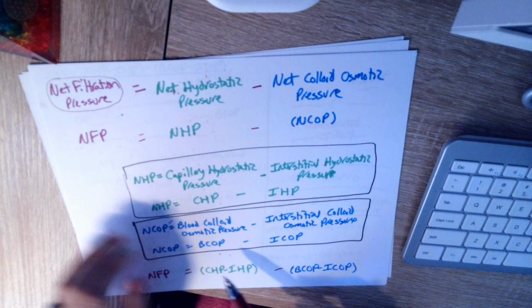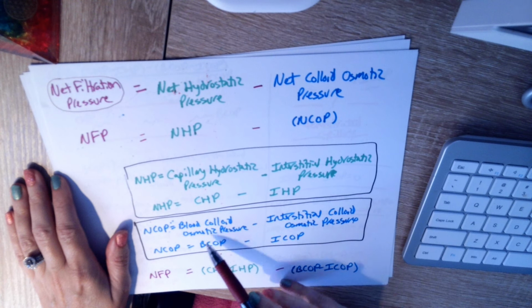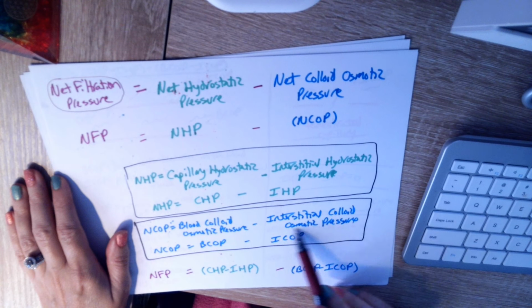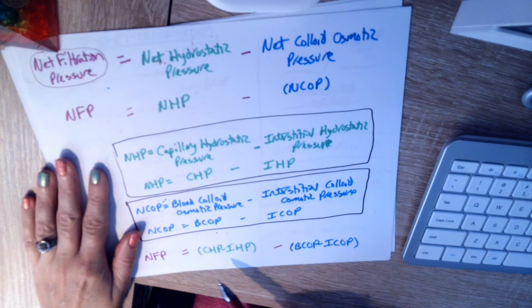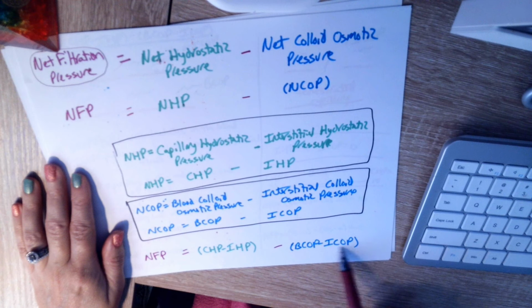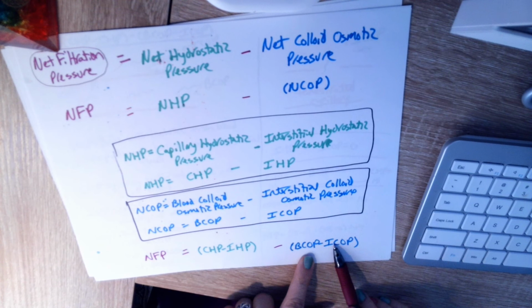Now for the net colloid osmotic pressure, we're going to take the blood colloid osmotic pressure, or the BCOP. That's the proteins that are in the blood that are trying to keep water and solutes in the blood. And then we'll subtract from it any proteins that might be in the interstitial fluid, so the interstitial colloid osmotic pressure, or ICOP. So if we look at this equation, the net filtration pressure equals CHP minus IHP minus BCOP minus ICOP. So the net hydrostatic pressure minus the net colloid osmotic pressure.